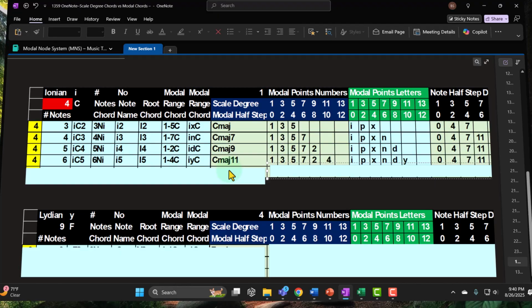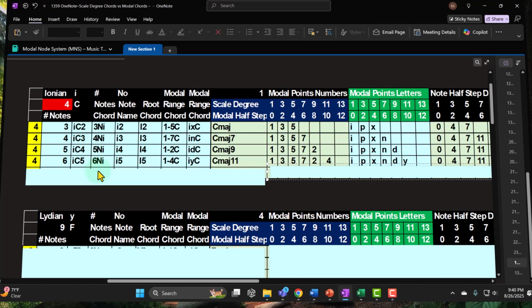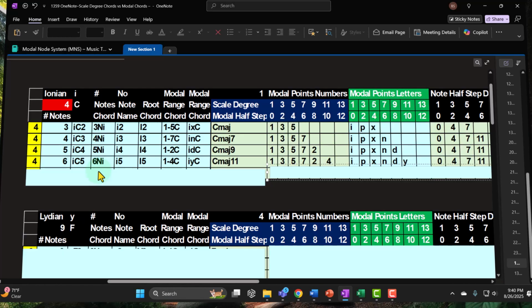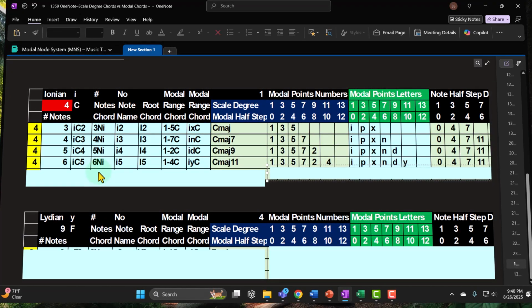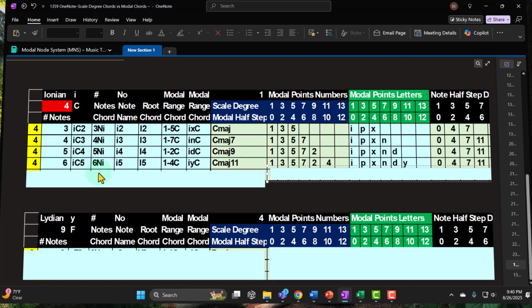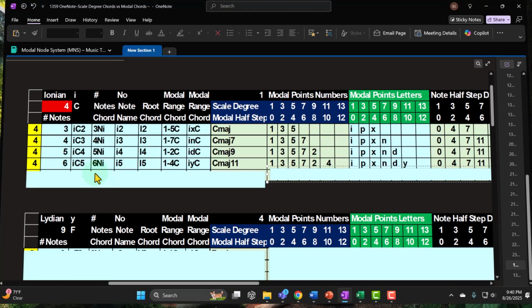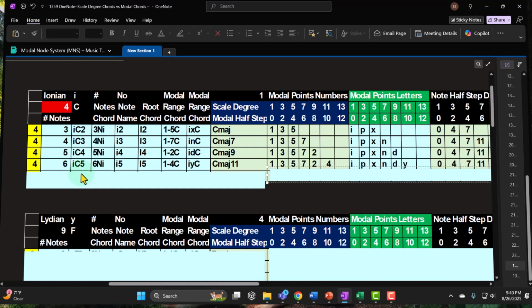So it would be easier to say that it's just a 6-note Ionian chord, right? Because it has 6 notes. Now you could drop some of them, but the point is you have to pick up that last note in order to call it a 6-note Ionian chord, right? Or you could say it's an Ionian C5 modal whole step chord.